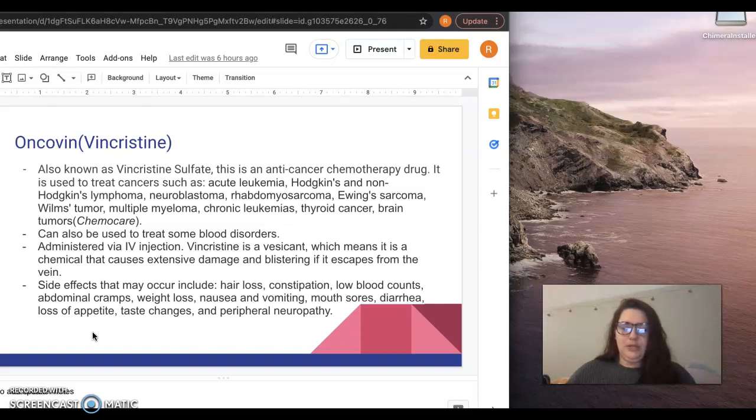The other side effects that may occur from administering this medication, not a lot of people experience these side effects, but these are the ones that were listed. They can be hair loss, constipation, low blood counts, abdominal cramps, weight loss, nausea and vomiting, mouth sores, diarrhea, loss of appetite, taste changes, and peripheral neuropathy.